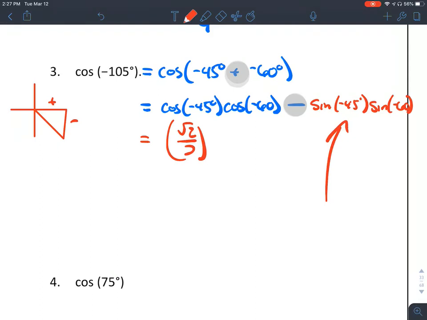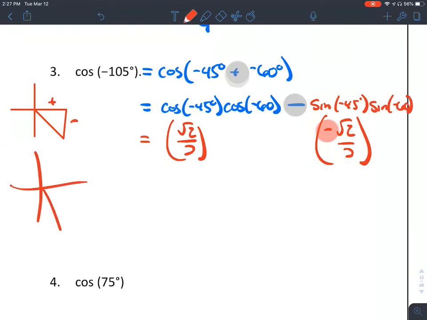Sine of negative 45 is going to be a negative square root of 2 over 2. Because we're in quadrant 4, we went down. And this negative is the part that I'm concerned that you're going to forget. Cosine of negative 60, that's also in quadrant 4. X is positive, y is negative. Cosine of negative 60, that is 1/2 using the unit circle or the special right triangle. And sine of negative 60 is negative square root of 3 over 2.